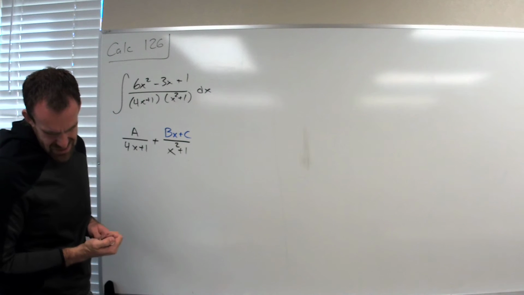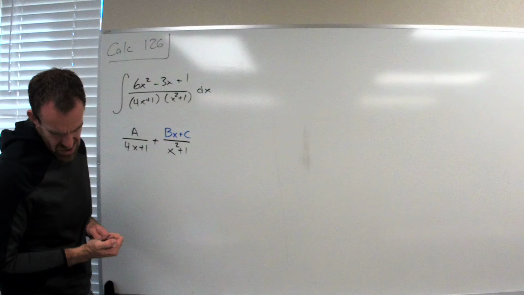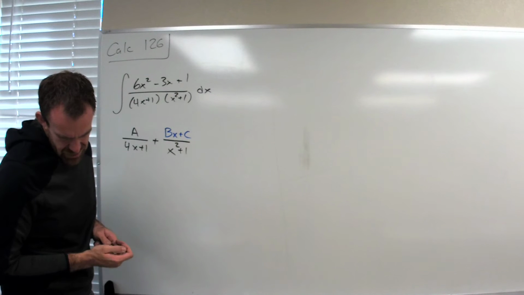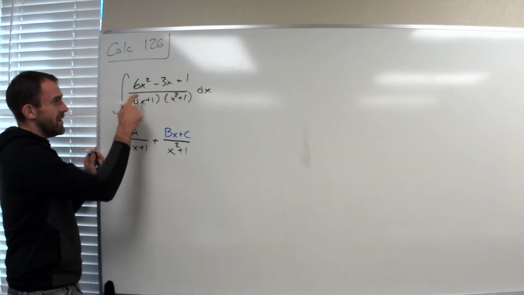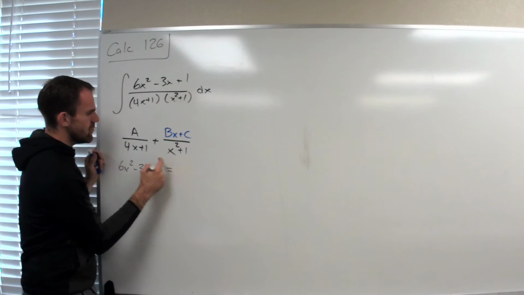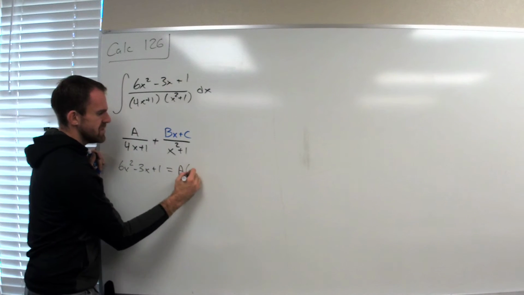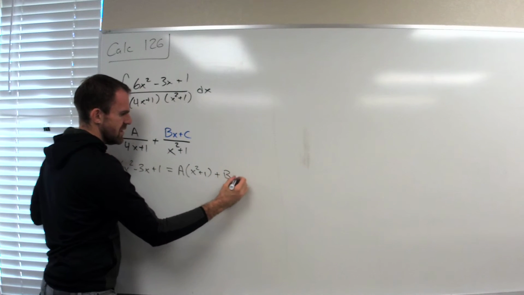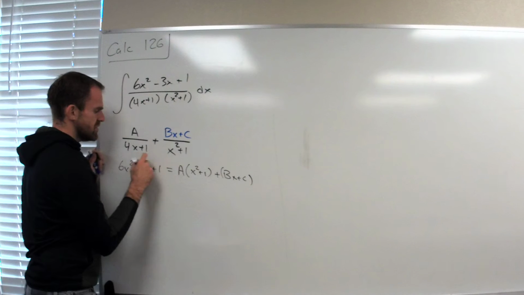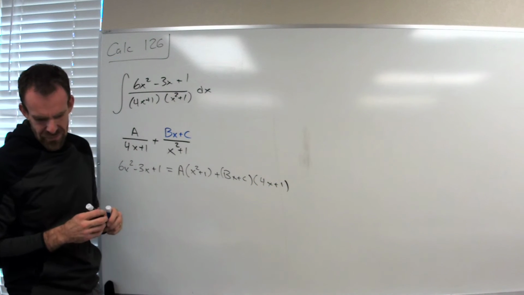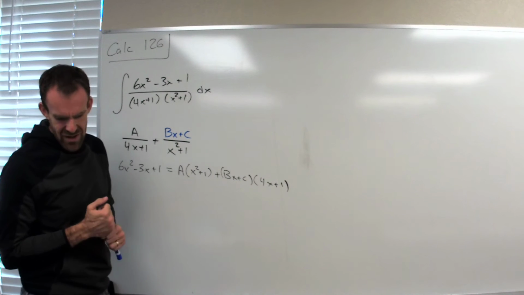So I must continue thusly. So what do we have now? Just making sure we did that correctly, which we did. So, I now have 6x squared minus 3x plus 1 equals A times x squared plus 1, and bx plus c times 4x plus 1. Gross? Well, yeah it is.